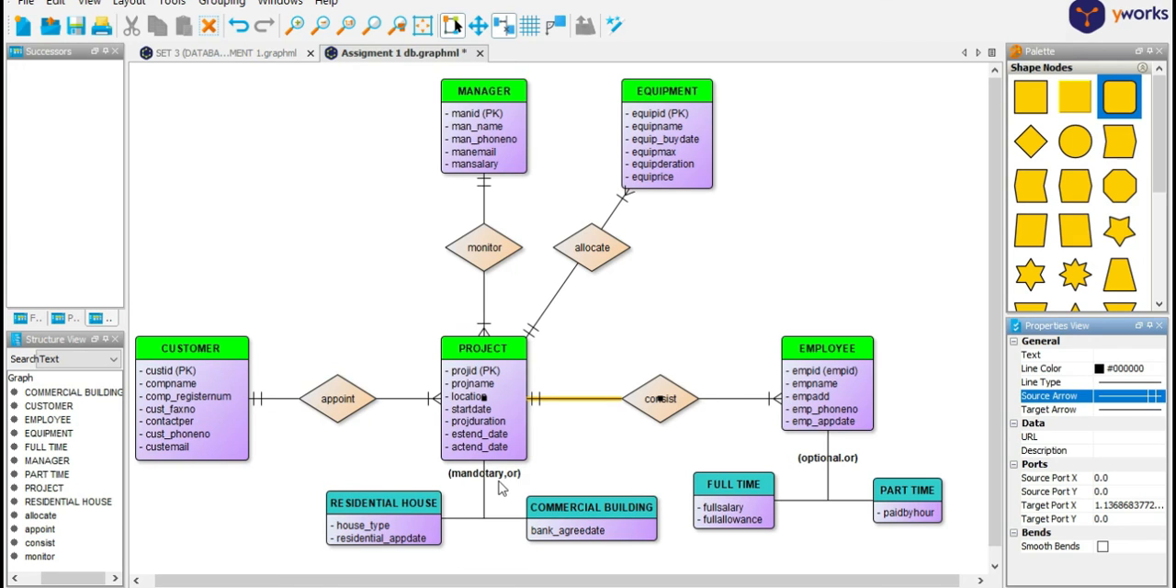Next, employee is the parent of full-time and part-time. That means full-time and part-time are the children of employee, and this is the multiplicity. And in the text there are 2 types of employee, full-time and part-time. That means an employee can be either full-time or part-time.